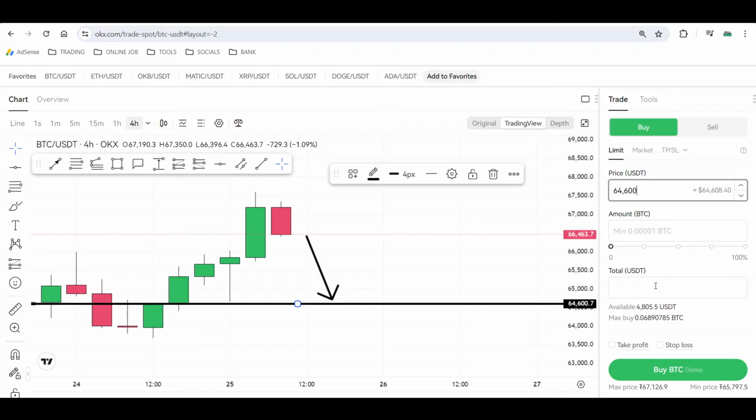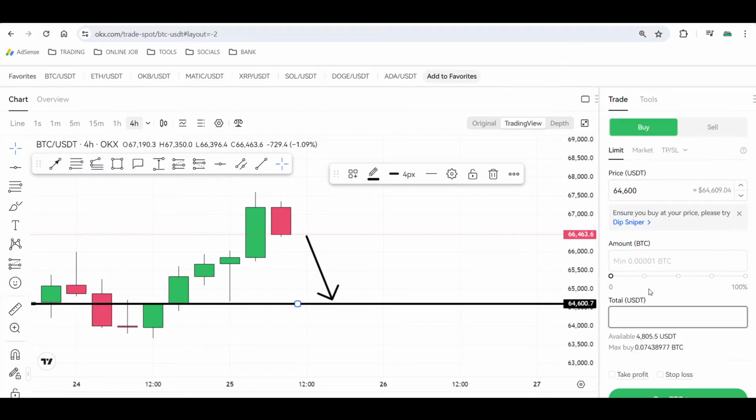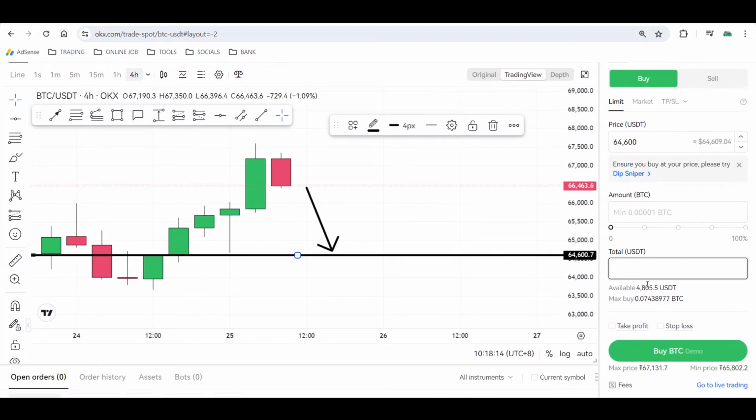All right. Now, the next thing that you need to do is to identify the amount of money that you are willing to risk. Let's say in this trade, I just want to risk $100. Okay? Now, automatically, it will also convert the $100 to the amount of Bitcoin. So the total amount is like this one. Now, let's buy Bitcoin. Okay? So let's click this one.